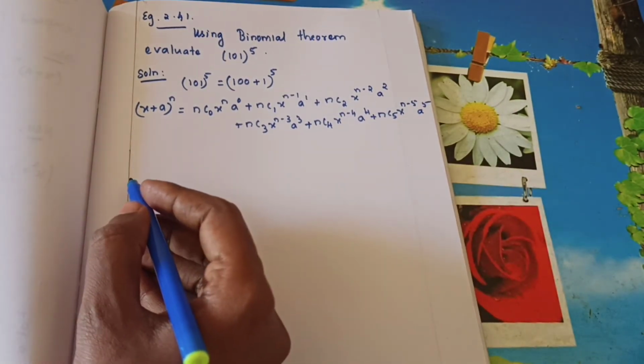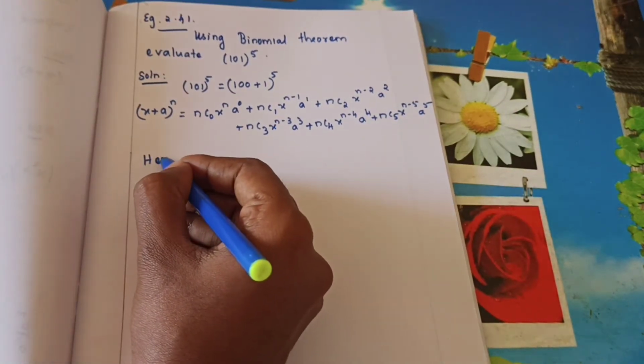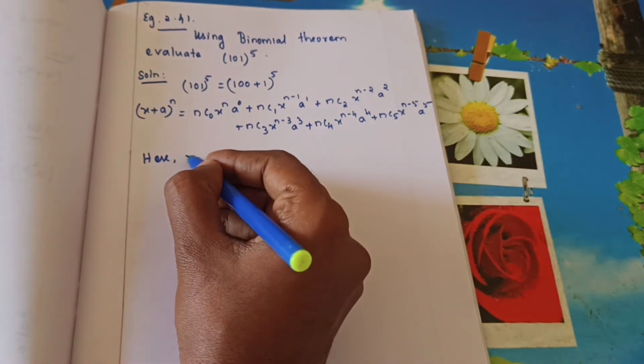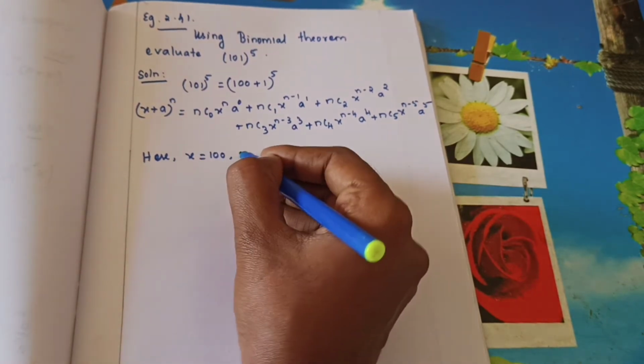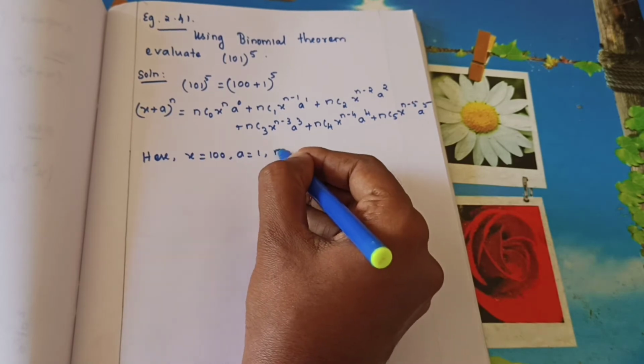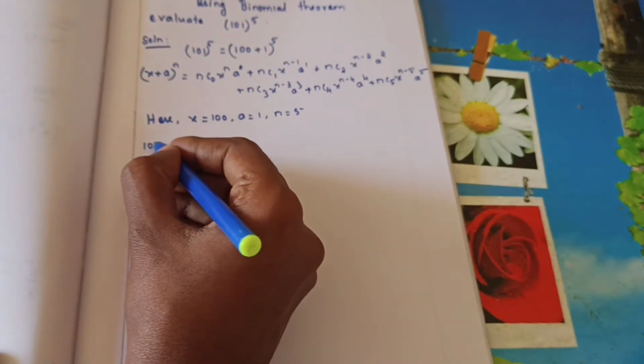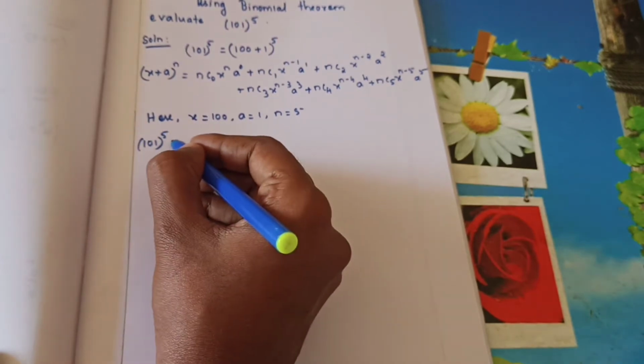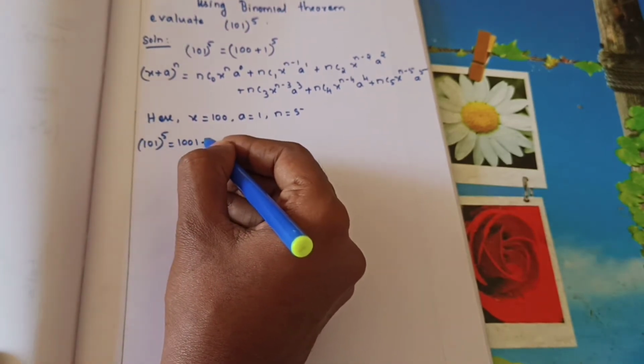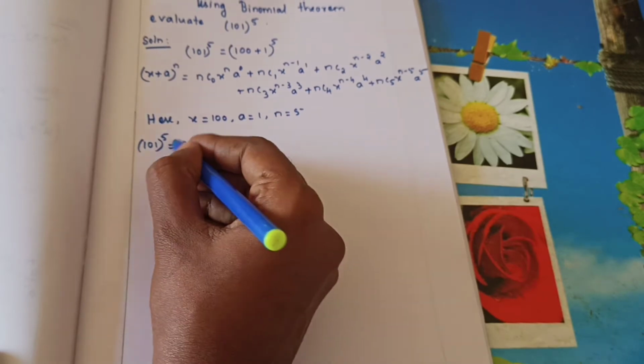Okay, got it? Okay, now what is the a value? What's the x value? You can write it. Here x is equal to 100, a equal to 1, n equal to 5. Just you substitute. Got it? So 101 the whole power 5, that you wrote as 100 plus 1 the whole power 5.